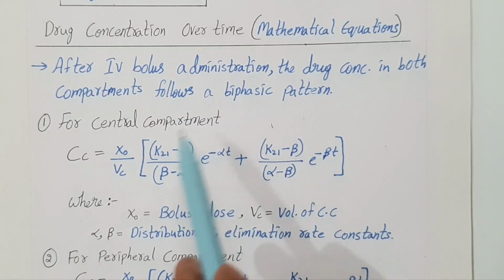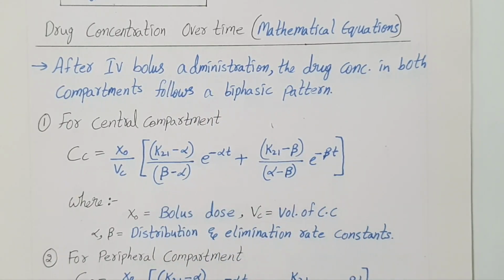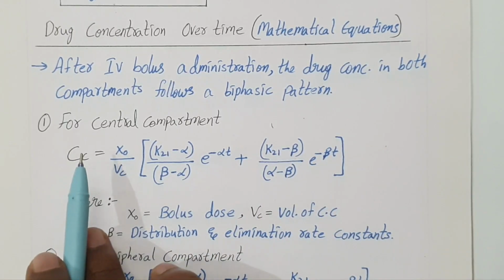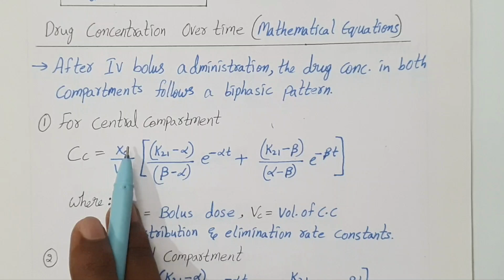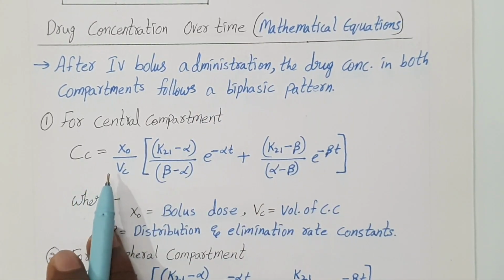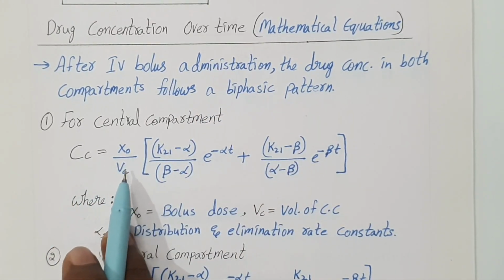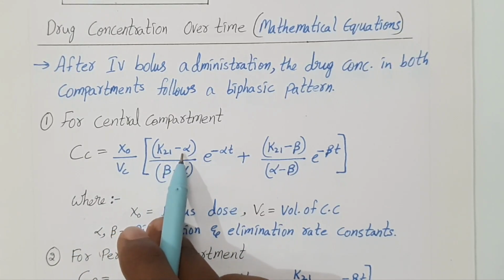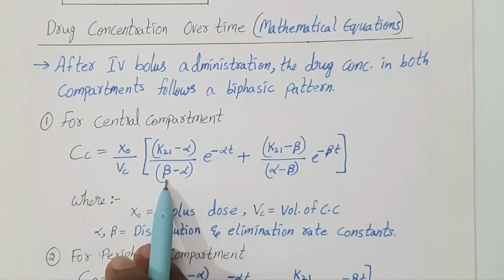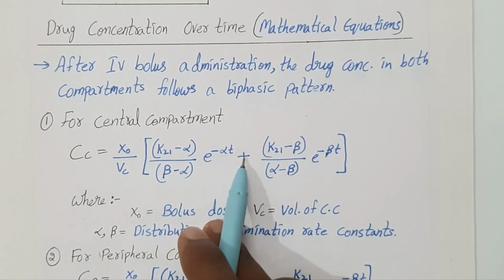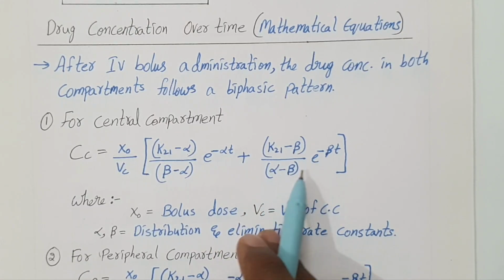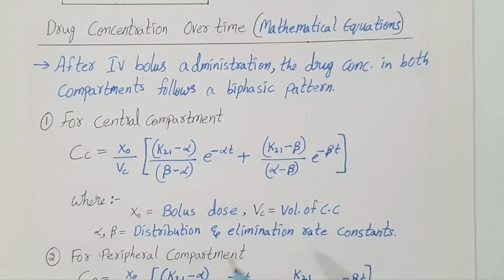Now we have the drug concentration over time, which is given by mathematical expressions. After solving the differential equations, for the central compartment we get Cc equals X naught divided by Vc, then in brackets (K21 minus alpha) divided by (beta minus alpha) e power minus alpha t, plus (K21 minus beta) divided by (alpha minus beta) e power minus beta t. These equations you have to remember.